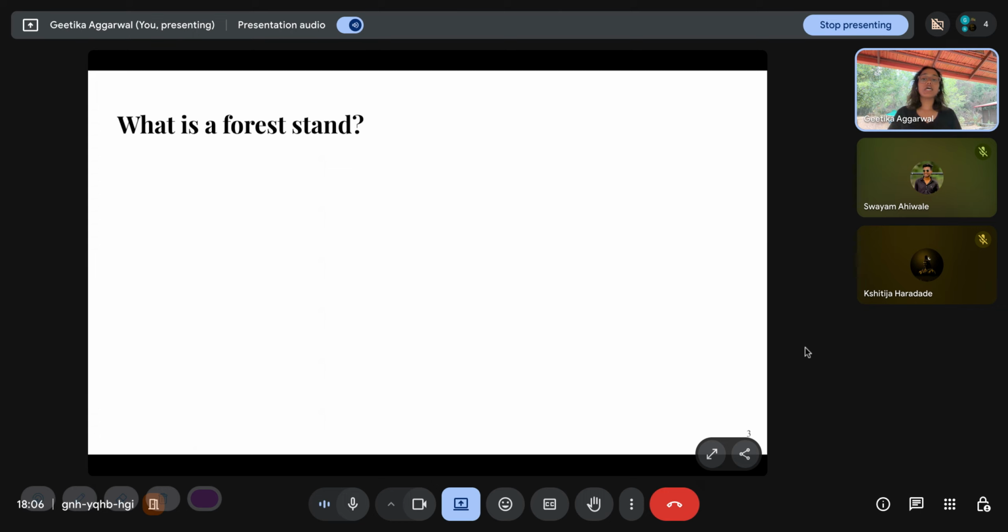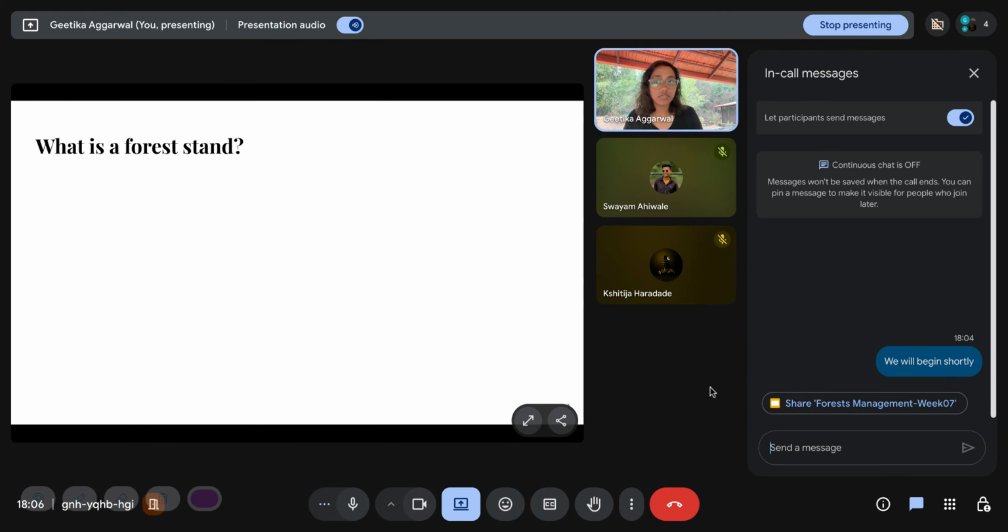Okay, so what is a forest stand? First we'll start by discussing what exactly a forest stand is. Can you guys tell me what a forest stand is? You can unmute yourself and take a guess on what a forest stand means.